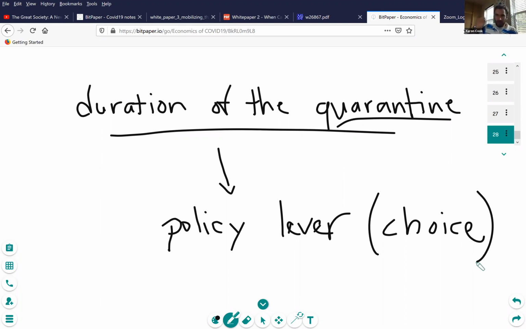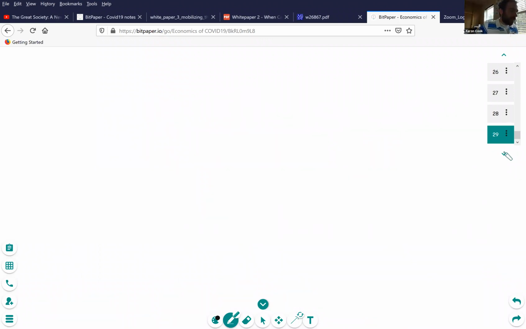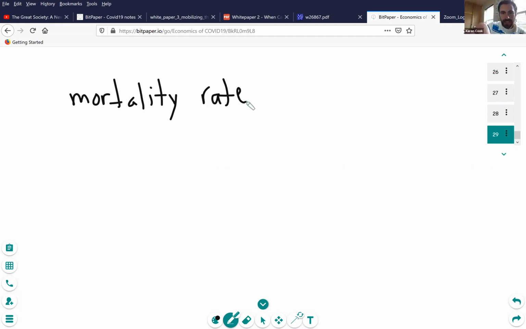What I want to do now, I want to actually go over a key decision-making framework, which results from one of the key parameters that I think is perhaps the most important right now, and that's what the mortality rate of the disease is. I think this is a key uncertain parameter.